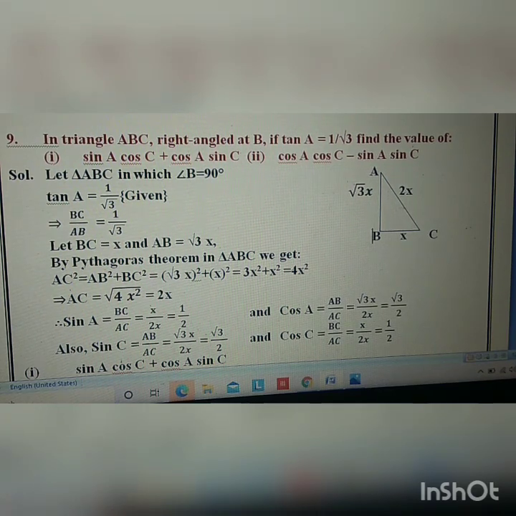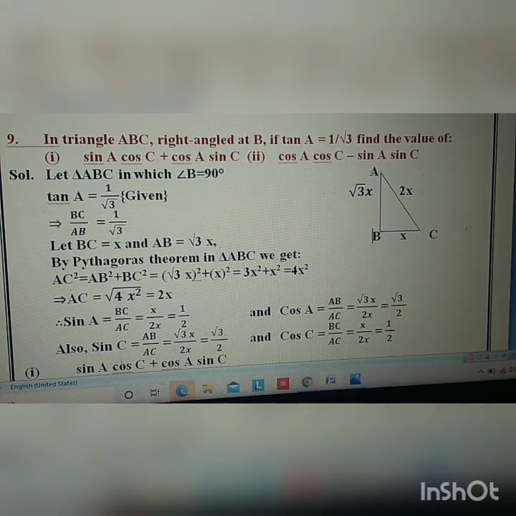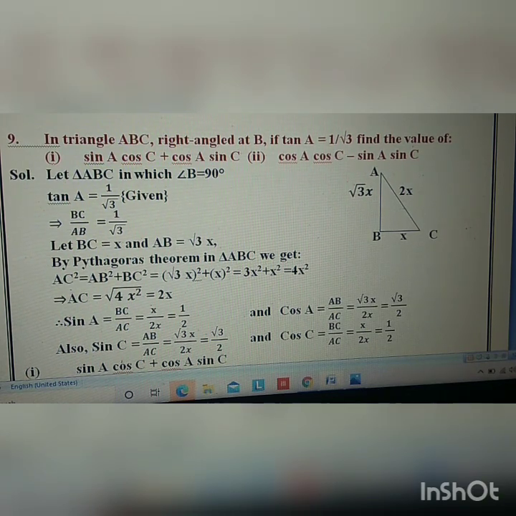Now sin A is perpendicular upon hypotenuse. For A the perpendicular is BC, hypotenuse is AC, so it comes out to be 1 upon 2. Cos A is base upon hypotenuse. For A, base is AB and hypotenuse is AC, so it comes out to be root 3 by 2. But for sin C, for angle C, the perpendicular would be what? It would be AB, because the side opposite to angle C is AB. So it would be AB upon AC, that is under root 3 upon 2. And cos C comes out to be BC upon AC, that is x upon 2x, which is 1 upon 2.